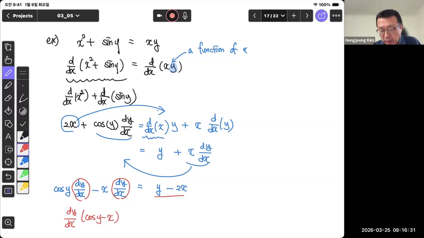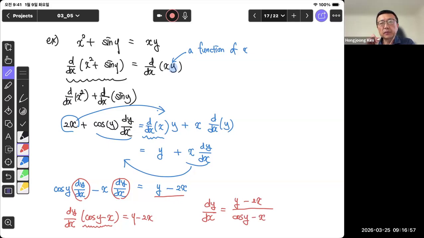So if I divide this equation with this cosine y minus x, then we get dy/dx. So dy/dx will be y minus 2x divided by cosine y minus x. So that will be the derivative of y with respect to x. That will be the instantaneous rate of change of y function with respect to x variable. Okay?